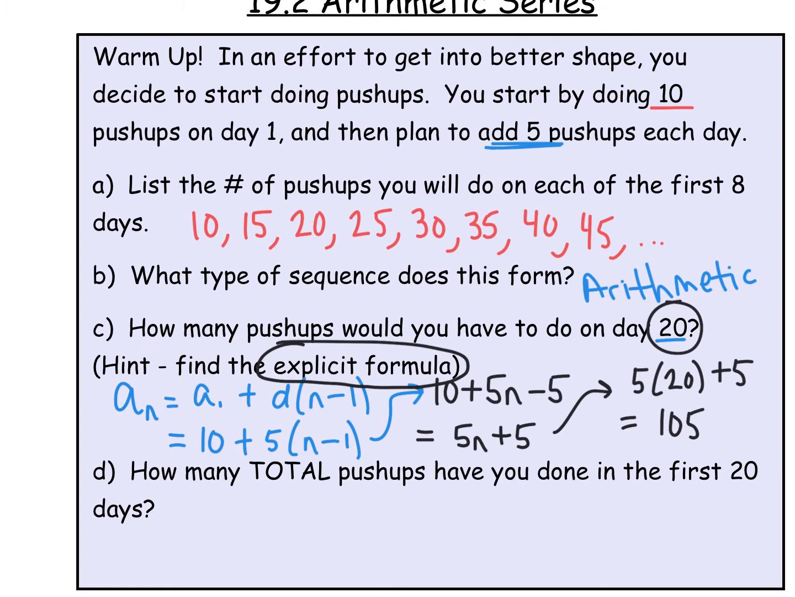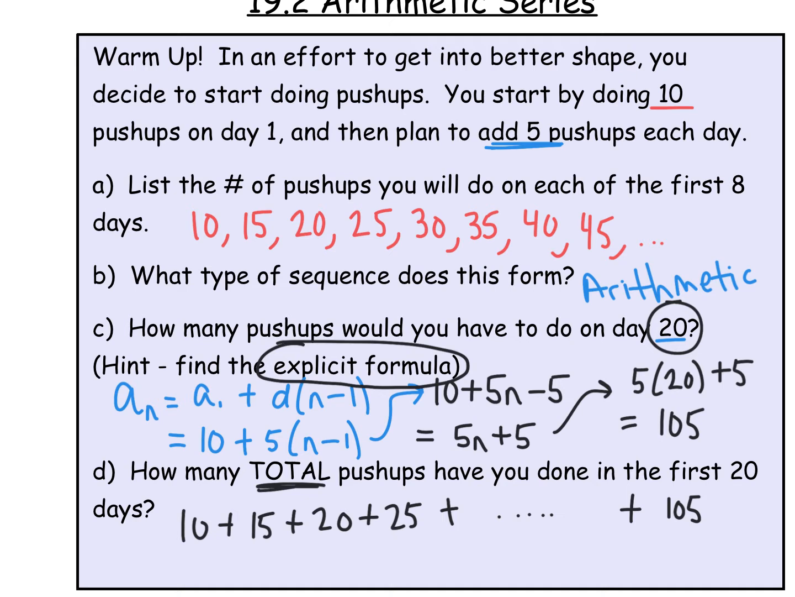Okay, part D now, this is a little bit different. How many total push-ups in the first 20 days, meaning the 10 you did on day 1, plus the 15 on day 2, plus the 20 on day 3, plus the 25 on day 4, plus all the way out to on the 20th day, we said we did 105. I want to figure out what that sum is.